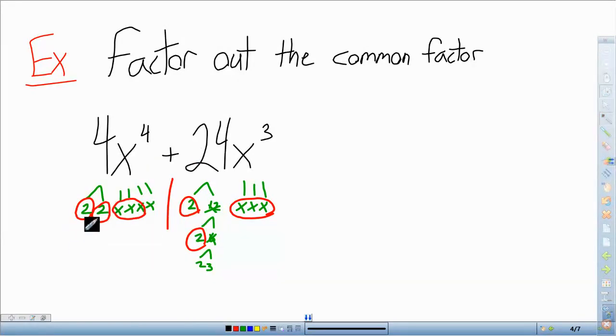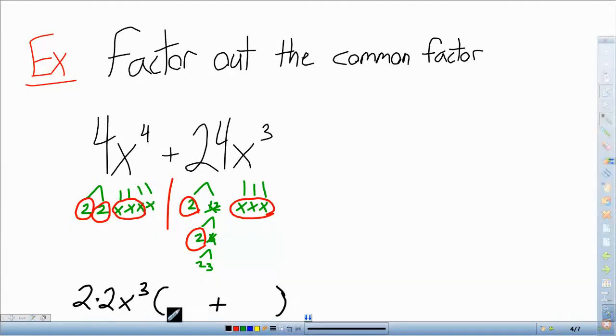So we're going to take out that 2. We're going to take out that other 2. And we're going to take out those 3 x's, which is an x cubed. What's left over goes inside the parentheses. Remember, there are 2 things here that we need to show as having stuff left over. I'm going to put that plus sign.